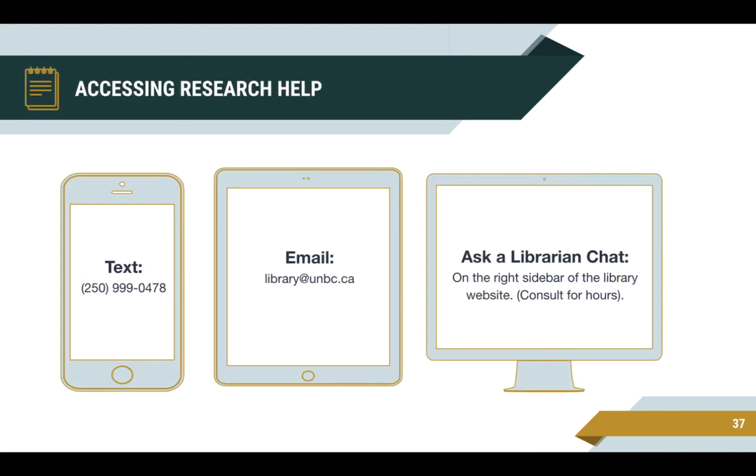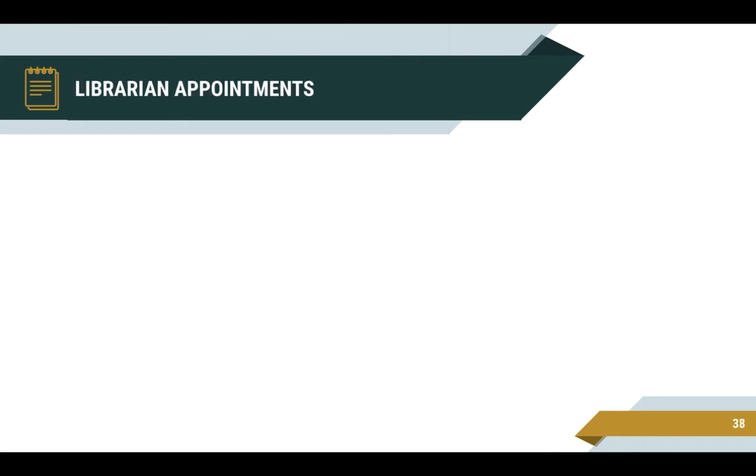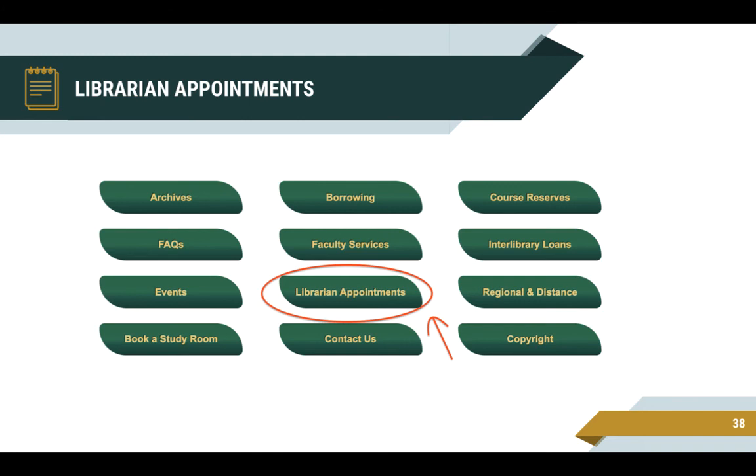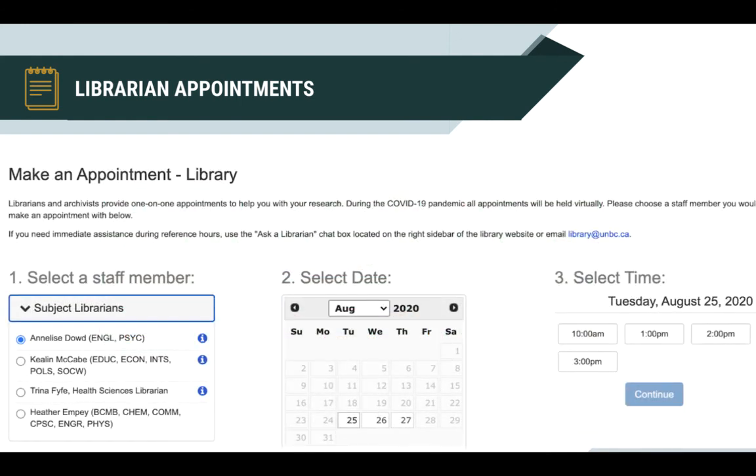We're still here to help in many ways. You can ask librarians for help via text, email, and also chat on the side of the library website. You can also book appointments with librarians, such as myself, at this button here on the library homepage. And this is what it looks like. You can see the different librarians, their specialties, as well as their availability. Right now, all appointments are online and held virtually, so all students can access our services.